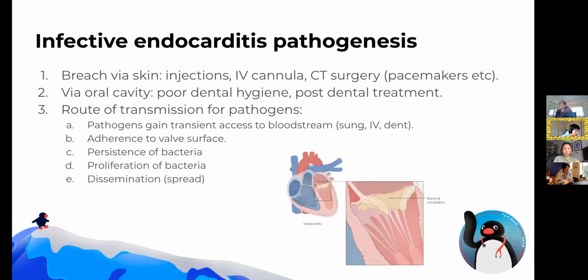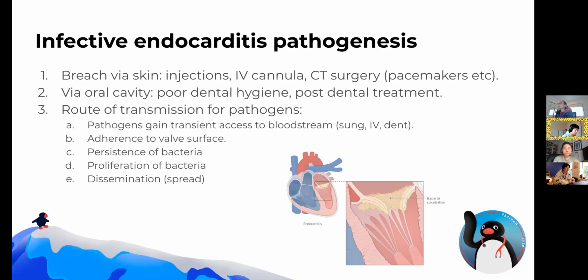So in terms of pathogenesis, you can see the diagram here with the heart. You can see the bacterial colonization around the heart valves, the flaps, right? And this is a breach usually through injection, so that can be through recreational drug use, or even through IV cannulas, as well as cardiac surgery. So it's cardiothoracic surgery, where you insert pacemakers and things like that. Or through the oral cavity when you have poor dental hygiene, or post-dental procedures. I don't actually know exactly how the dental procedures cause it, but it's just a buzzword for this.